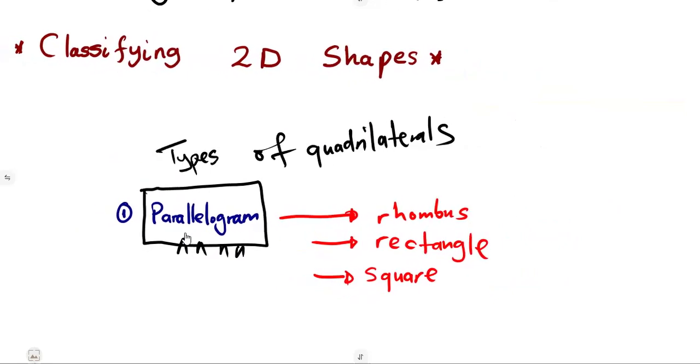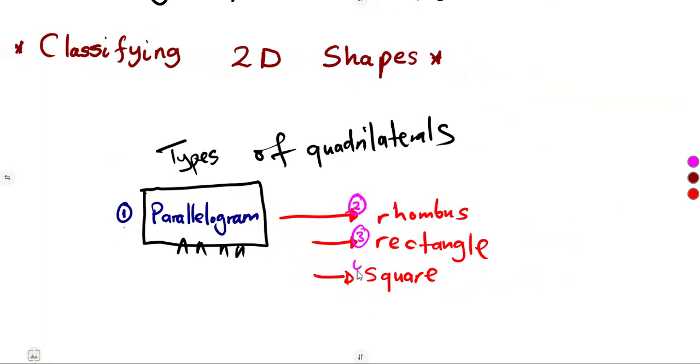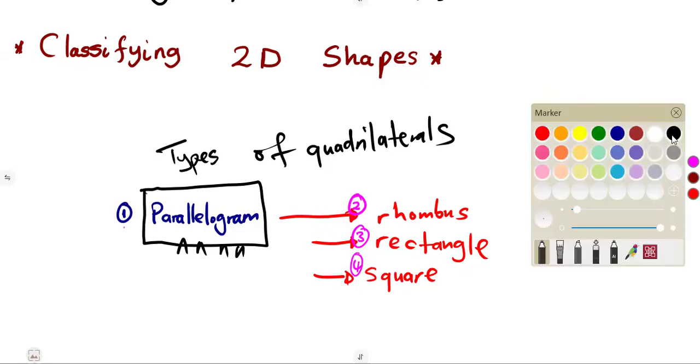The properties, once you understand the properties of a parallelogram, you are going to see that it will be easier for you to define these three. So meaning to say we have got 1, this is the second shape, this is the third shape, this is the fourth shape. That you must know their properties.